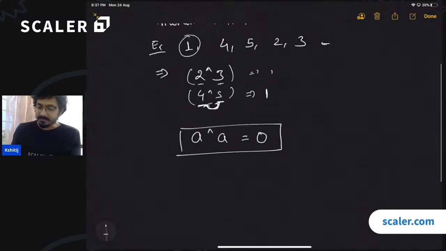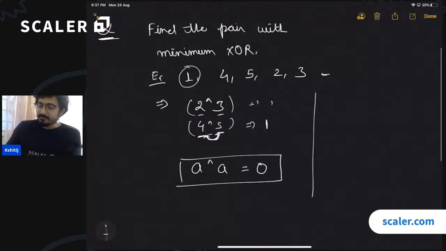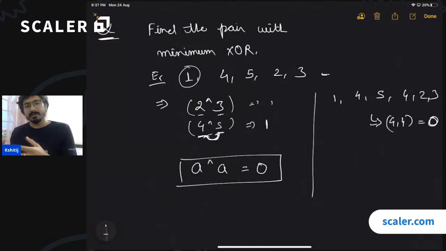If I have an array which has a pair where the numbers are repeating, so if this is the array, what should be the answer? The answer would be 4, 4, because this will always return 0, and we cannot have an XOR which is less than 0 if all the numbers are positive, right? So if I can find a number which is repeating in the array, then the answer is always 0, right? But what if there is no such number which is repeating?